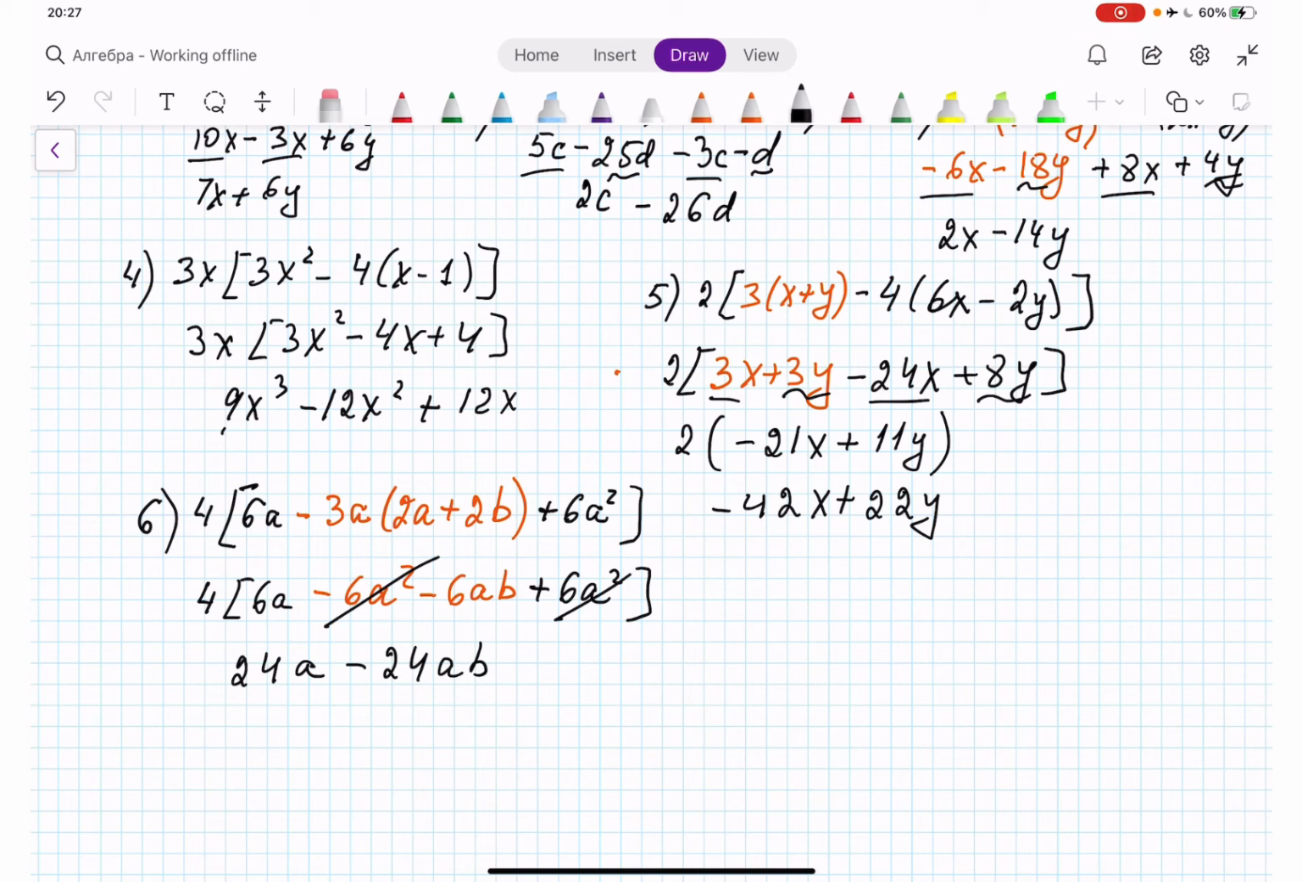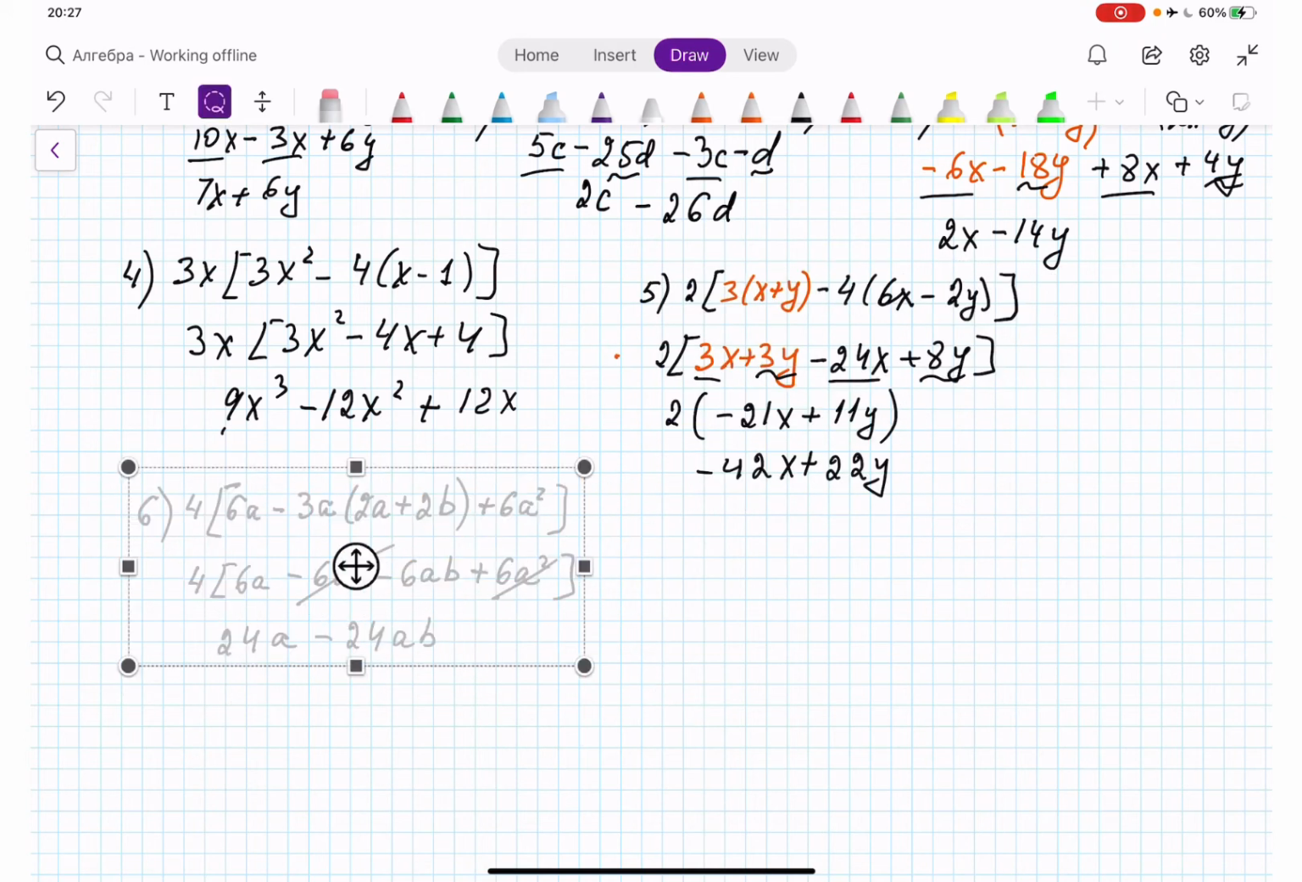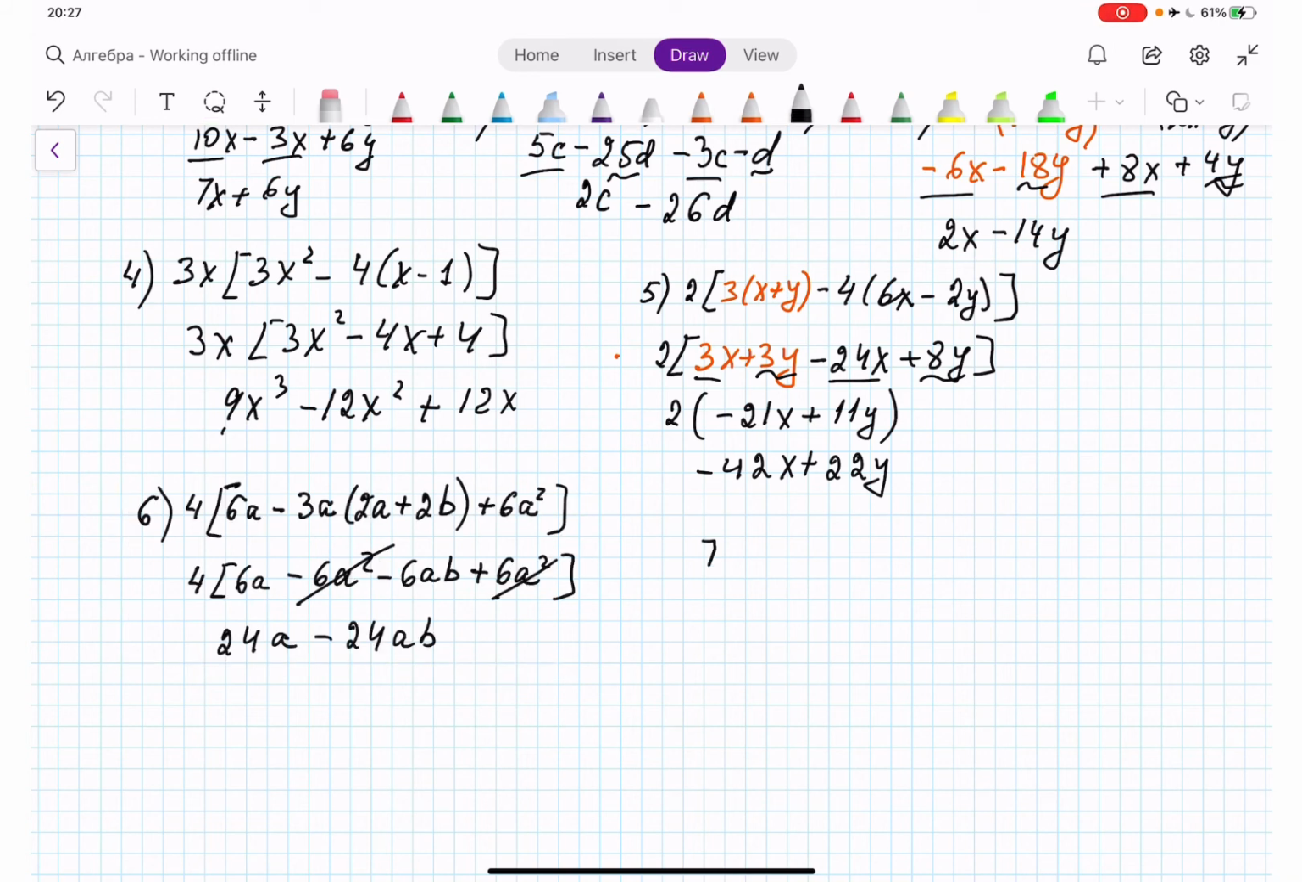Question number 7. 9b plus curly braces negative, square brackets 6a plus 4 times 6a minus 5b, closing the parentheses and square brackets, minus 2, closing curly braces.